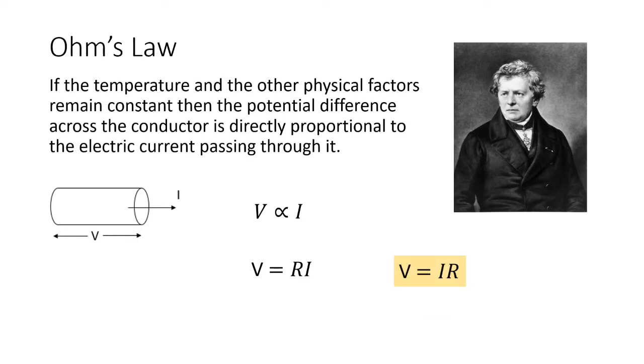And from this it is very clear to us that the resistance of the conductor must be constant for Ohm's law to be valid. That is why in Ohm's law it was mentioned that the temperature should be constant.